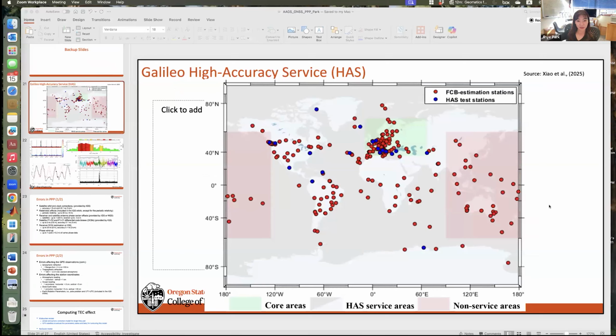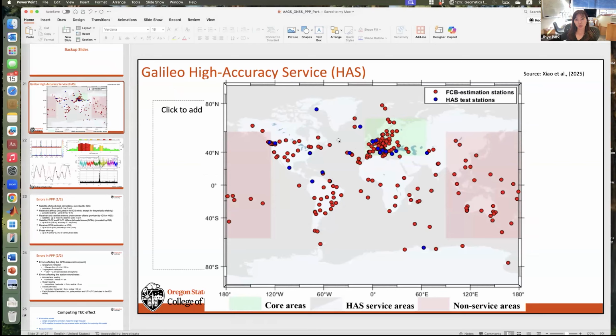I'll take that question because I have a nice slide showing this coverage area. So let me share my screen again. So here is the Galileo High Accuracy Service, the service area that's published from one of these recent publications, showing the test stations and estimation stations, the phase cycle bias estimation stations. They are concentrated in Europe because this is a European service.